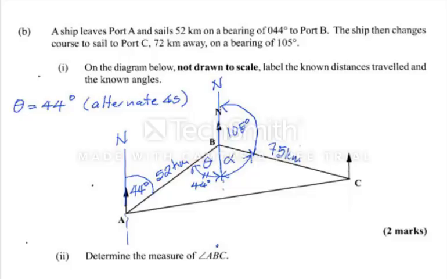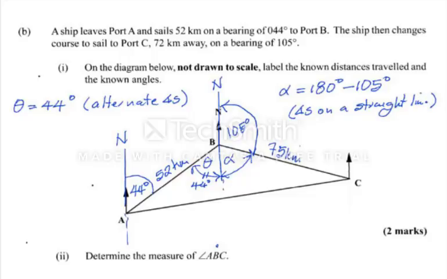Now, alpha and the 105 degrees form a straight line. So alpha would be equal to 180 minus 105 degrees. And the reason for that is that they are angles on a straight line. Angles on a straight line add up to 180 degrees. So alpha would be 75 degrees. So this angle here is 75 degrees.